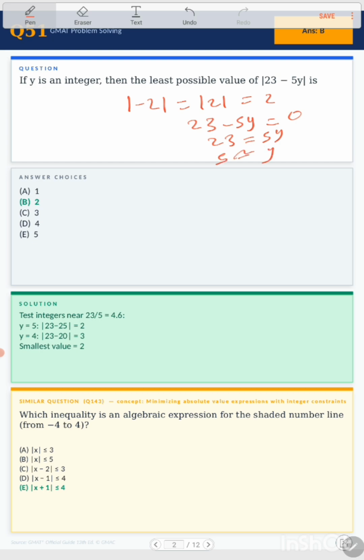So let's try y equal to 5. It's going to be 23 minus 5 times 5, and that will give us 2. So 2 is the minimum value. Even if you try any other integer, you will notice that none of them will give you something less than 2.